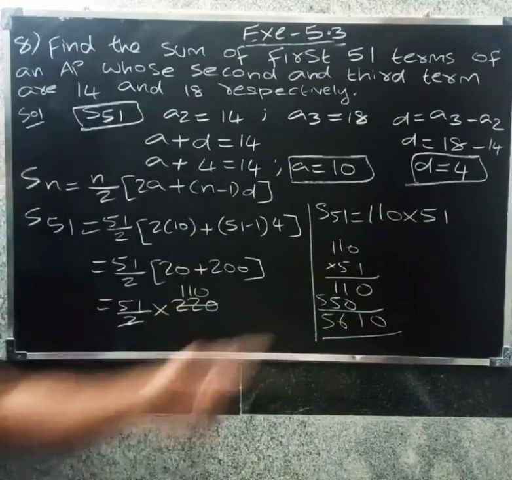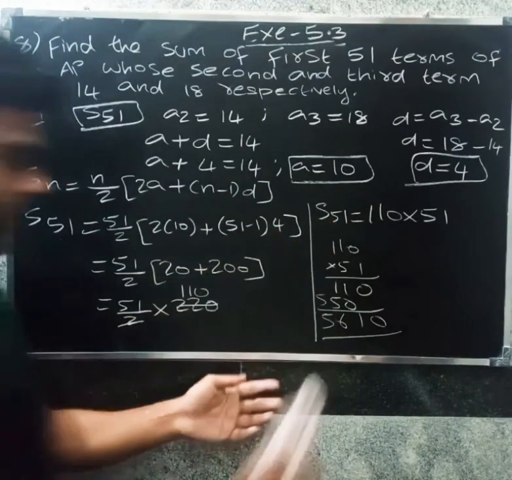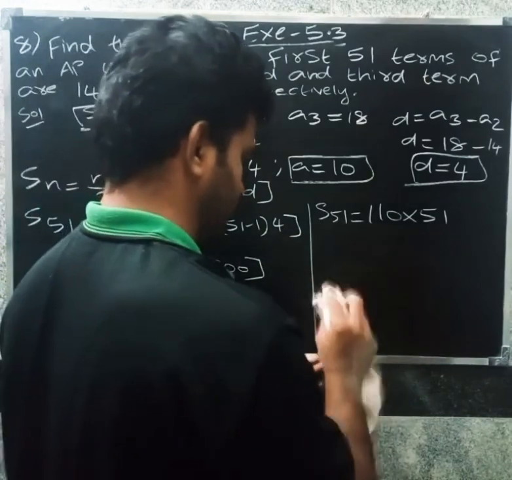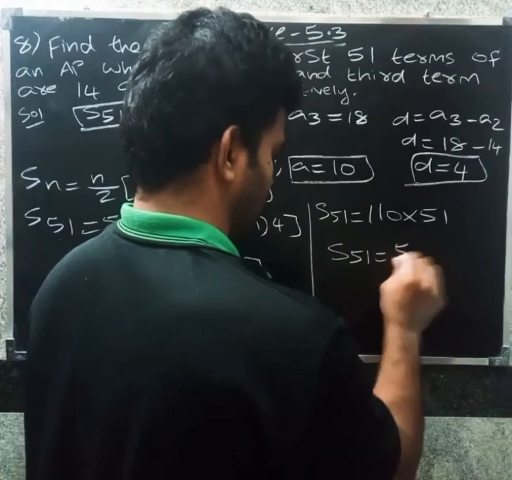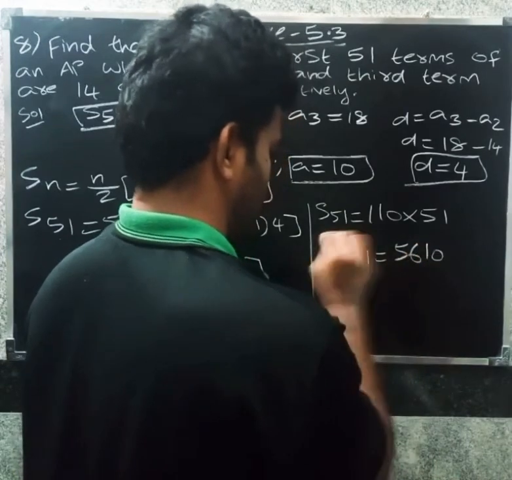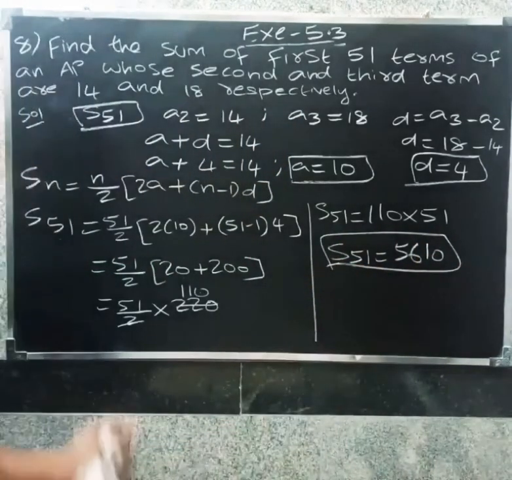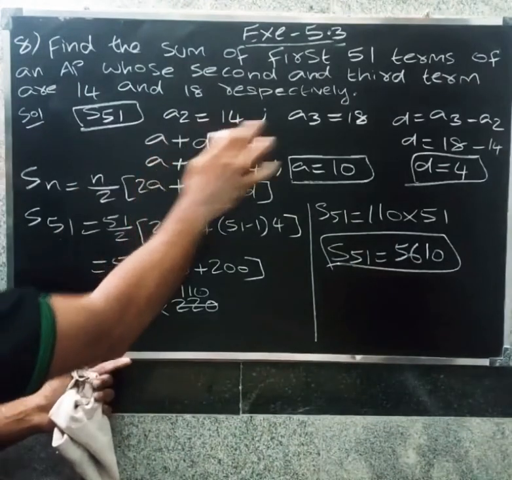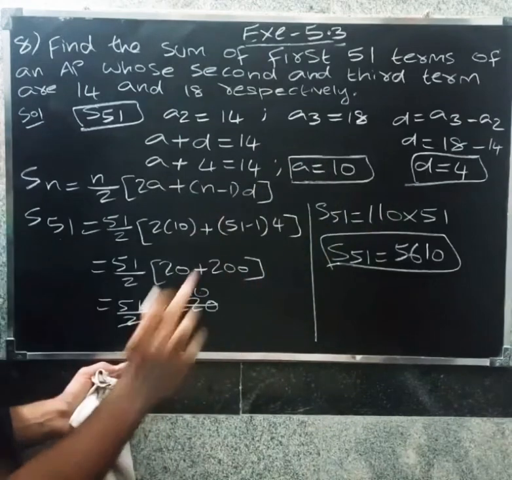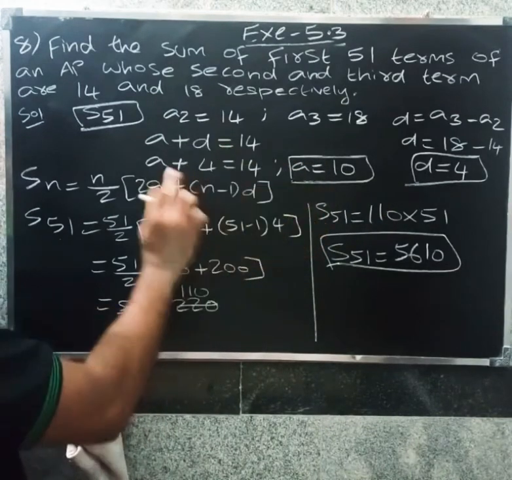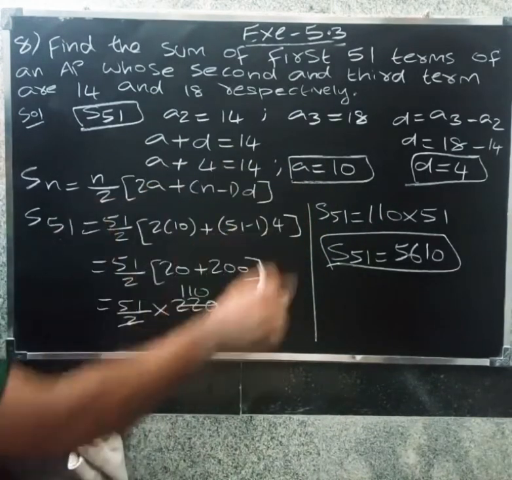So yes, 10th-term answer, and the 51st-term answer will get another 5 6 1 0. Okay, so if you want to give a2 value, a3 value, the difference is a3 minus a2 — that is the common difference. For S51, substitute in the normal formula.